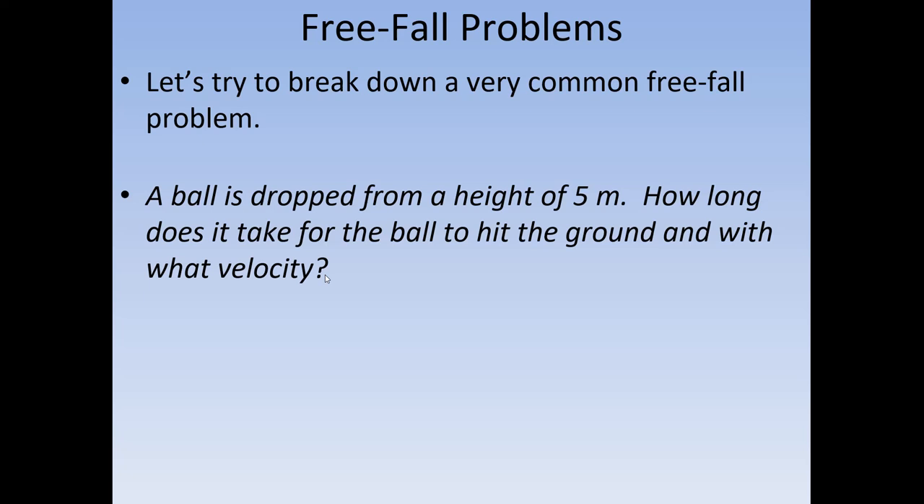So if we read this question, a ball is dropped from a height of 5 meters. How long does it take for the ball to hit the ground and with what velocity? At first, it doesn't look like we have enough information. We have one value, 5 meters. How are we supposed to find time and velocity? We need at least two, maybe even three other variables depending on what we're looking for.